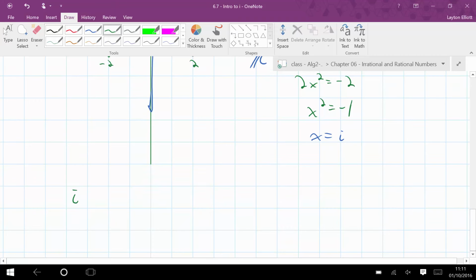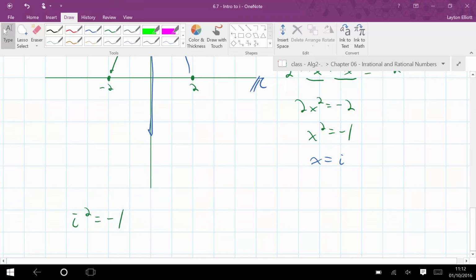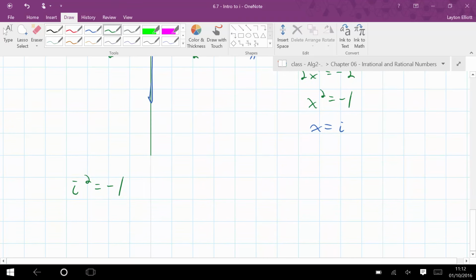A few things happen with that. I squared is equal to -1. That's a huge one. We have I squared equaling -1. That means that suddenly problems like this have a solution.